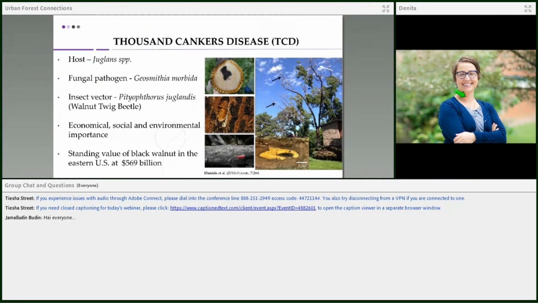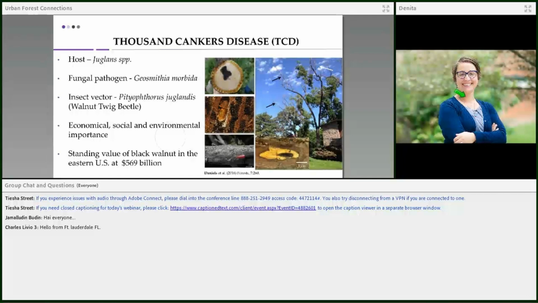So I will be basically focusing on Thousand Cankers Disease. For those of you that are not familiar, I'm going to provide a short overview of the disease, symptoms, how to identify differences between East and West, and basically the challenges that we have with morphological confirmation.